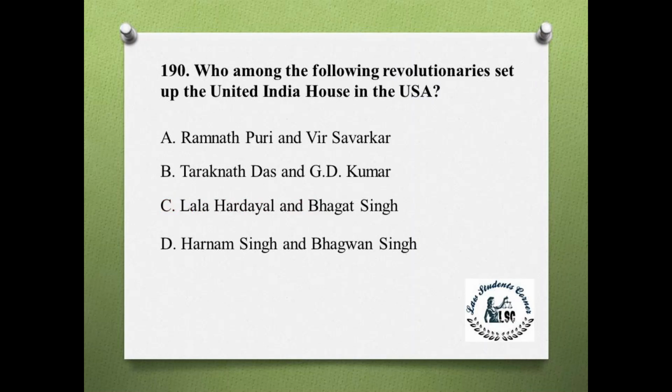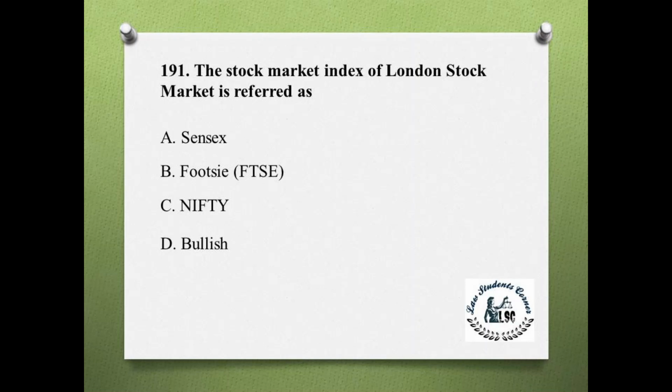Question number 190. Who among the following revolutionaries set up the United India House in the USA? Option A Ramnath Puri and Veer Savarkar, option B Taraknath Das and G.D. Kumar, option C Lala Hardayal and Bhagat Singh, option D Harnam Singh and Bhagwan Singh. Correct answer is option B Taraknath Das and G.D. Kumar. Question number 191. The stock market index of London stock market is referred to as option A Sensex, option B FTSE, option C Nifty, option D Bullish. Correct answer is option B FTSE.